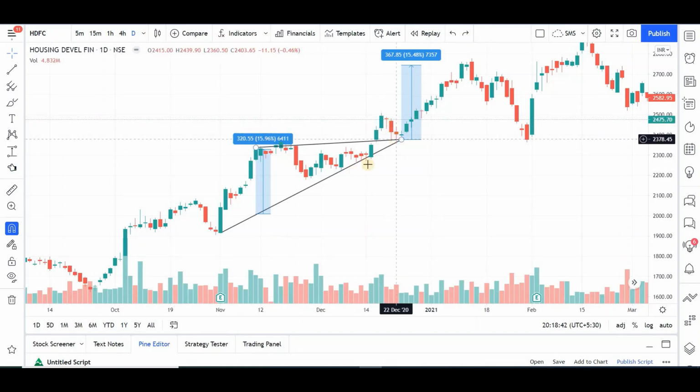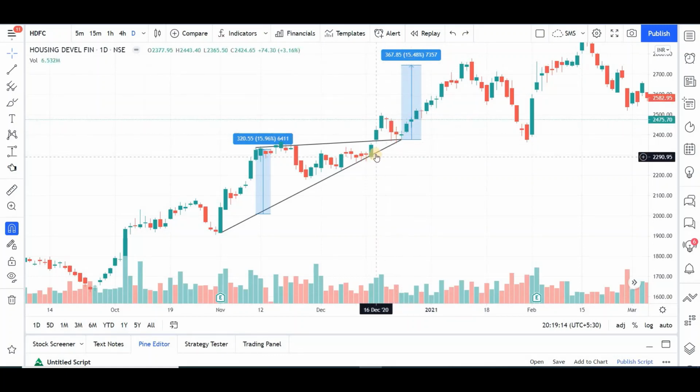Once the retracement happens, we'll look for an entry at around 2378, and looking for a target of this range. In this case, the range is 320 rupees, which is like 16%. This is the range I'm looking for in this trade. So 2378 plus 320, or let's say 350 approximately, right? This is the kind of target that we are looking for.